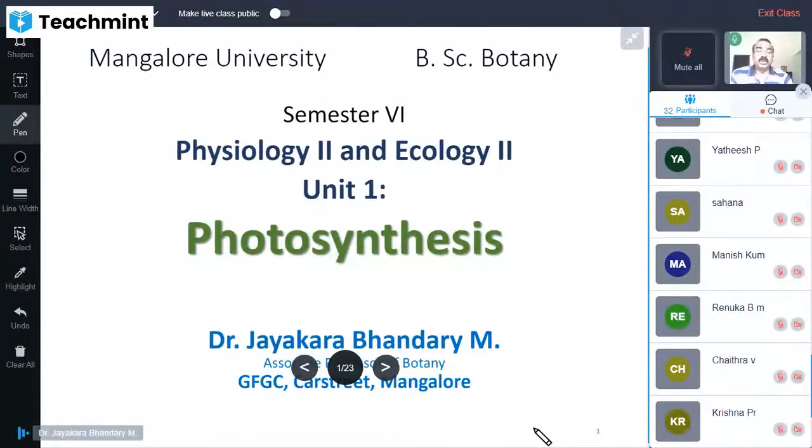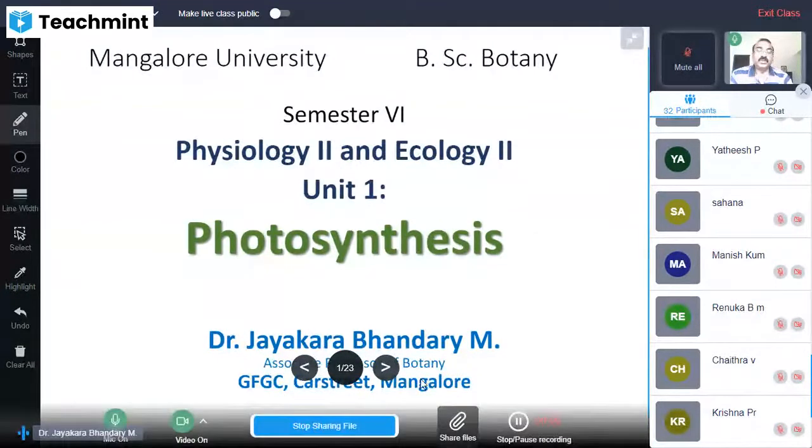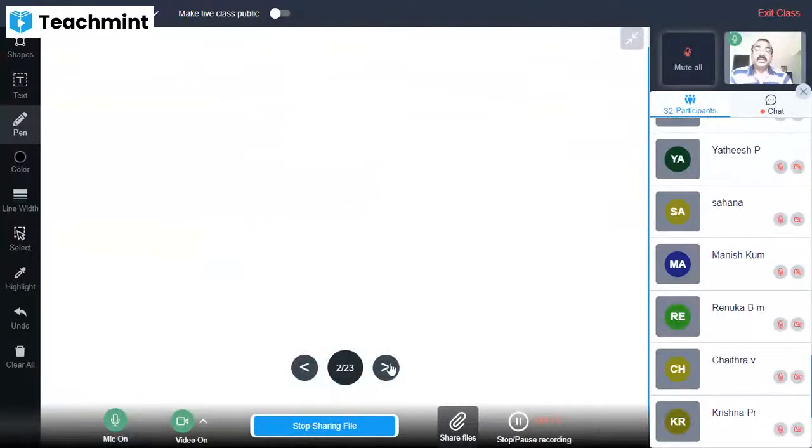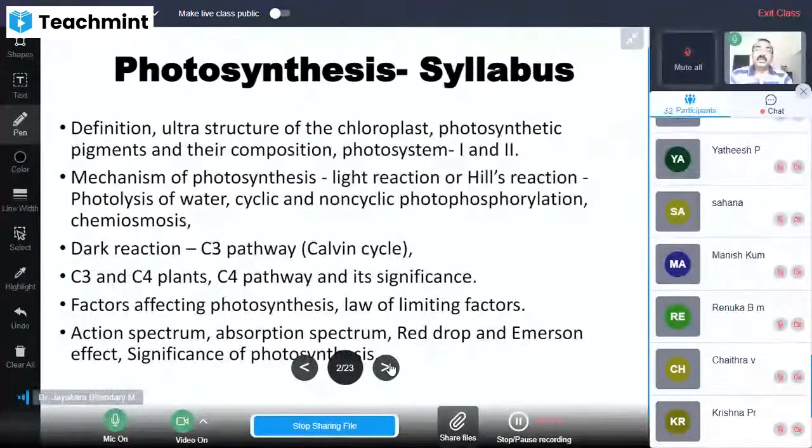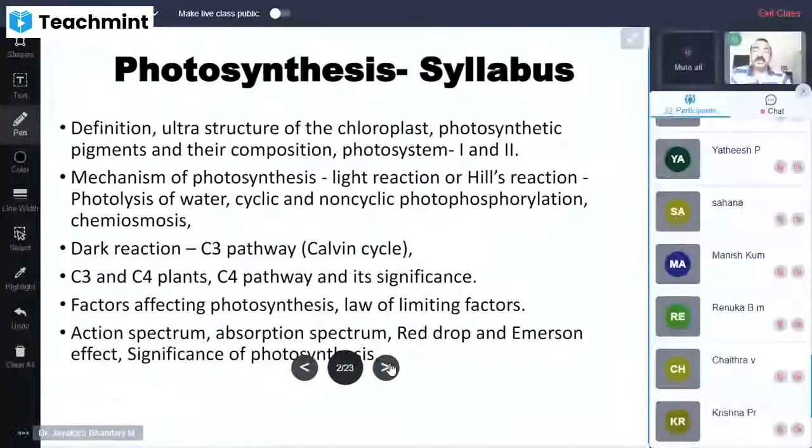The topic we were discussing is photosynthesis, and these are the various topics we have to study. This is in your syllabus. Definition, ultrastructure of the chloroplast, photosynthetic pigments and their composition, photosystems 1 and 2, then mechanism of photosynthesis, that is the light reaction, which involves photolysis of water, cyclic and non-cyclic photophosphorylation, chemiosmosis.